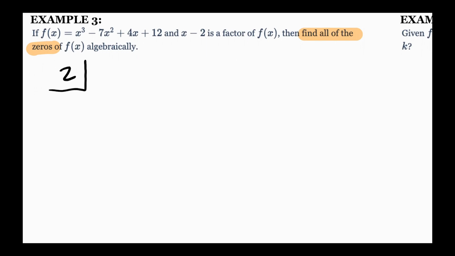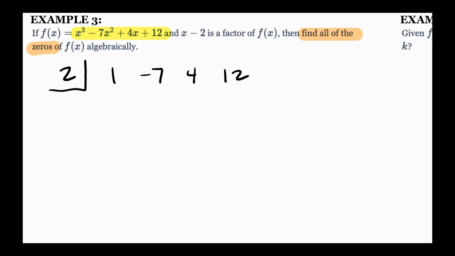So this guy here, the dividend, the guy that usually goes inside the house, that one is in standard form, x cubed, x squared, x to the first, no x. So I can write it. I don't need to add any zeros there, right? So 1, negative 7, 4, 12. When I do this process, what should I get as a remainder? 0. I better get 0 as a remainder.